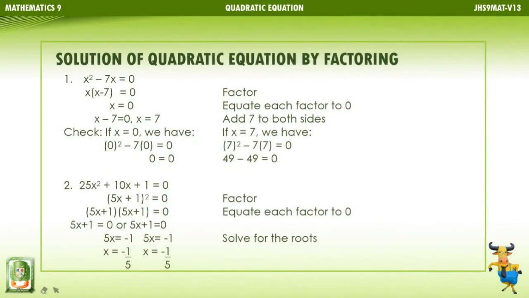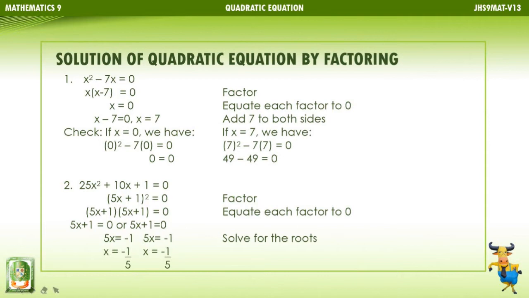Solution of quadratic equation by factoring. 1. X squared minus 7x equals 0. X times x minus 7 equals 0, factor. X equals 0, equate each factor to 0. X minus 7 equals 0, x equals 7, add 7 to both sides. Check: if x equals 0, we have 0 squared minus 7 times 0 equals 0, so 0 equals 0. If x equals 7, we have 7 squared minus 7 times 7 equals 0, 49 minus 49 equals 0.